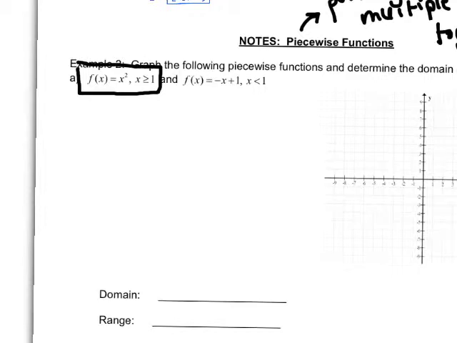So I read this. F of x equals x squared for all the x's greater than or equal to 1. So that means for 1 and x is greater than 1, 2, 3, 4, etc., I'm going to use x squared. Then I have my second function. F of x equals negative x plus 1, use for x's that are less than 1. So don't include 1 and then the numbers less than 1. So that's like 0, negative 1, 2, 3, etc.